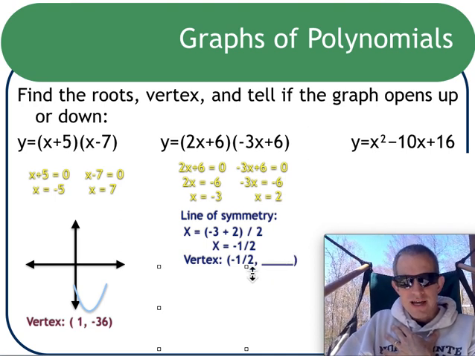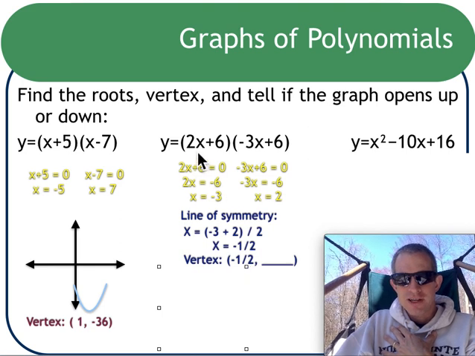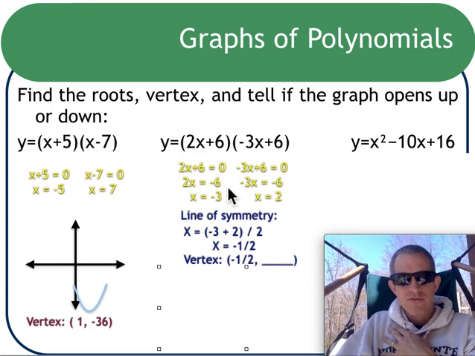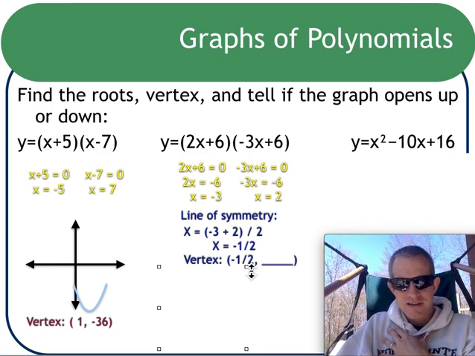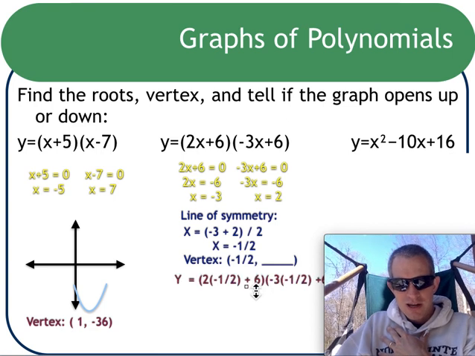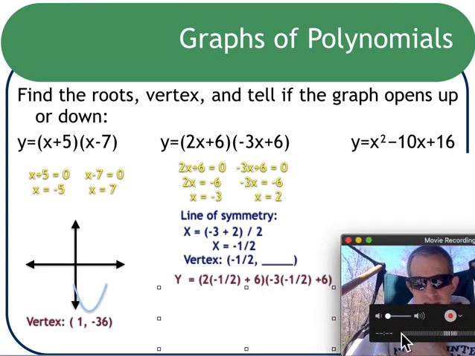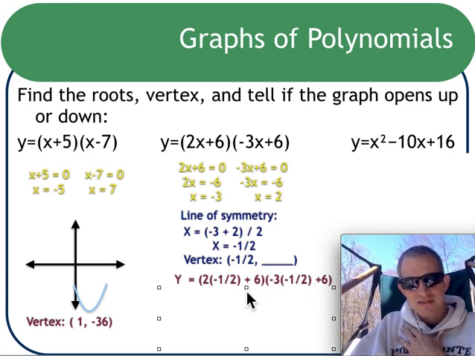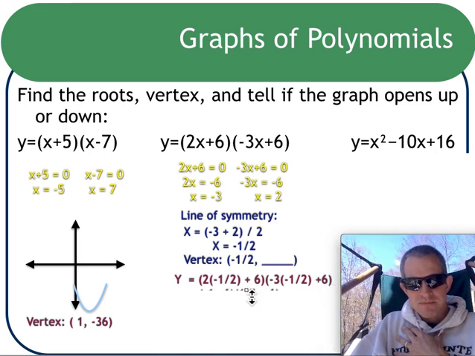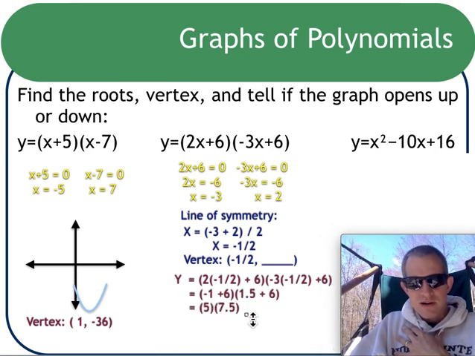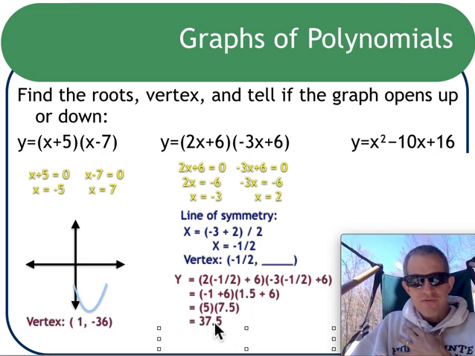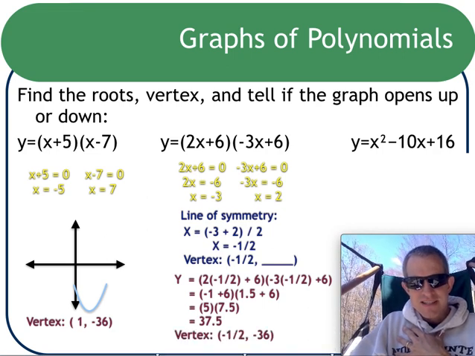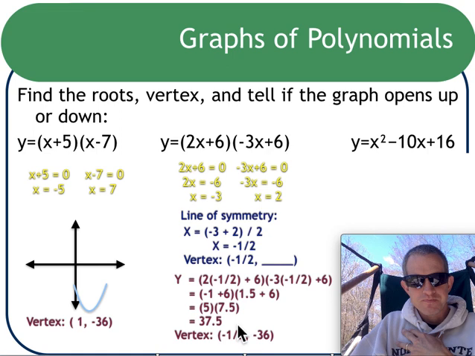So now the last step would be to take this -1/2 and plug it in for x in each of these factors. This gets a little ugly because working with fractions and some pretty complicated stuff is not the nicest. I used a calculator on it, and so if you put 2 times -1/2 plus 6, and 3 times -1/2 plus 6, I eventually got -1 plus 6, which is 5 times 7.5, for a final grand total of 37.5. And so that means our vertex is -1/2, -36.